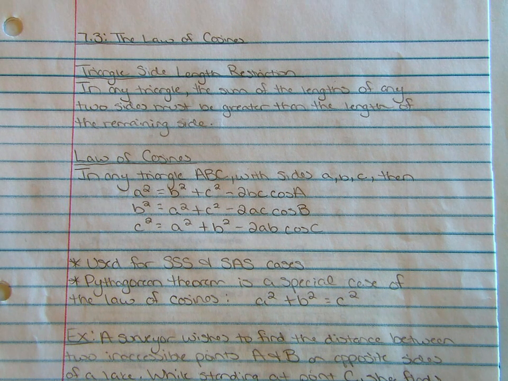But before we talk about the law of cosines, it's nice to recognize this length restriction on the triangle sides. In any triangle, the sum of the lengths of any two sides must be greater than the length of the remaining side. So if you add up any two sides of a triangle, it had better be bigger than the last side that you didn't add. If not, then it's not a triangle. It's not going to work. And this is important because, as we will see today, that's not always how your triangles are going to look, and they're going to cause you issues.